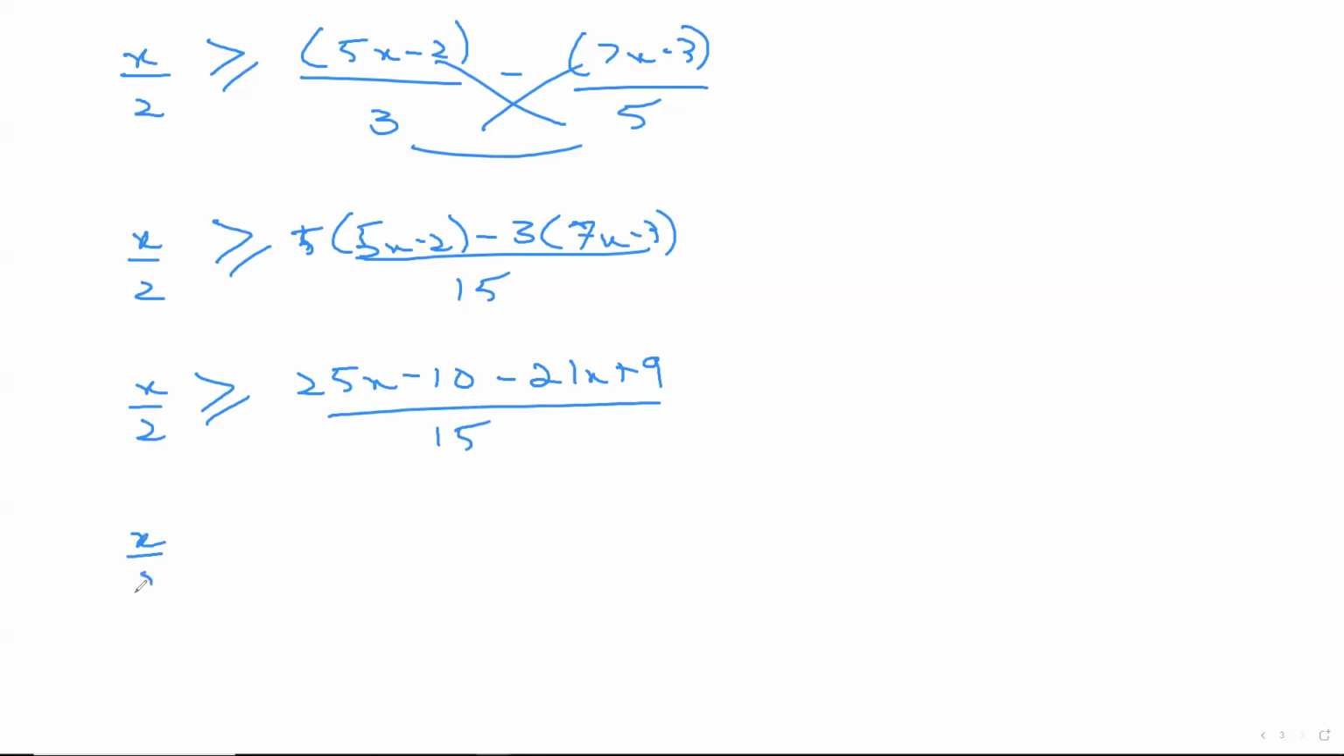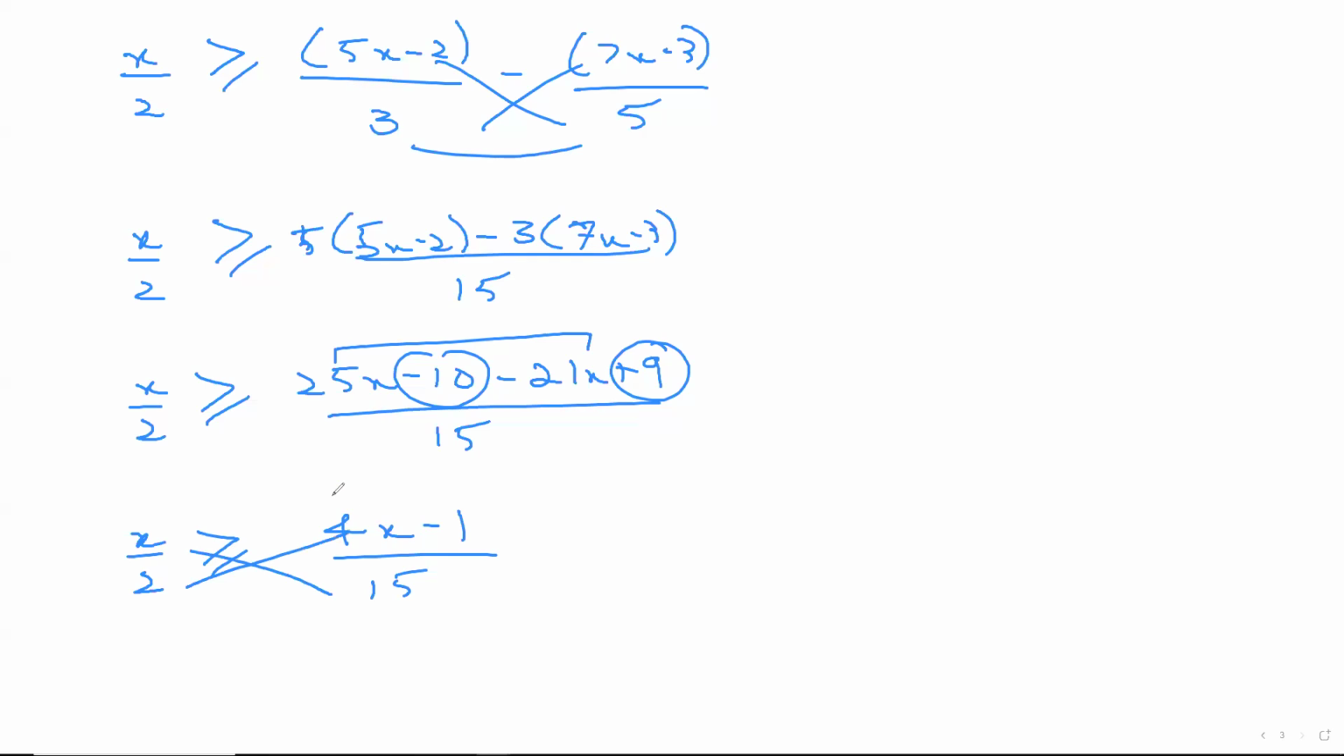Left hand side, x by 2 as it is, equal to 25x minus 21x gives me 4x minus 10 plus 9 gives me -1, whole thing divided by 15. Okay. Now, how should we proceed? Please focus here. A lot of rules, regulations and all, ignore that. As I told you, ignore the symbol also. Regularly crisscross. So 15x it becomes, symbol remains as it is. 2 into 2 times 4 is 8x minus 2. Now what?